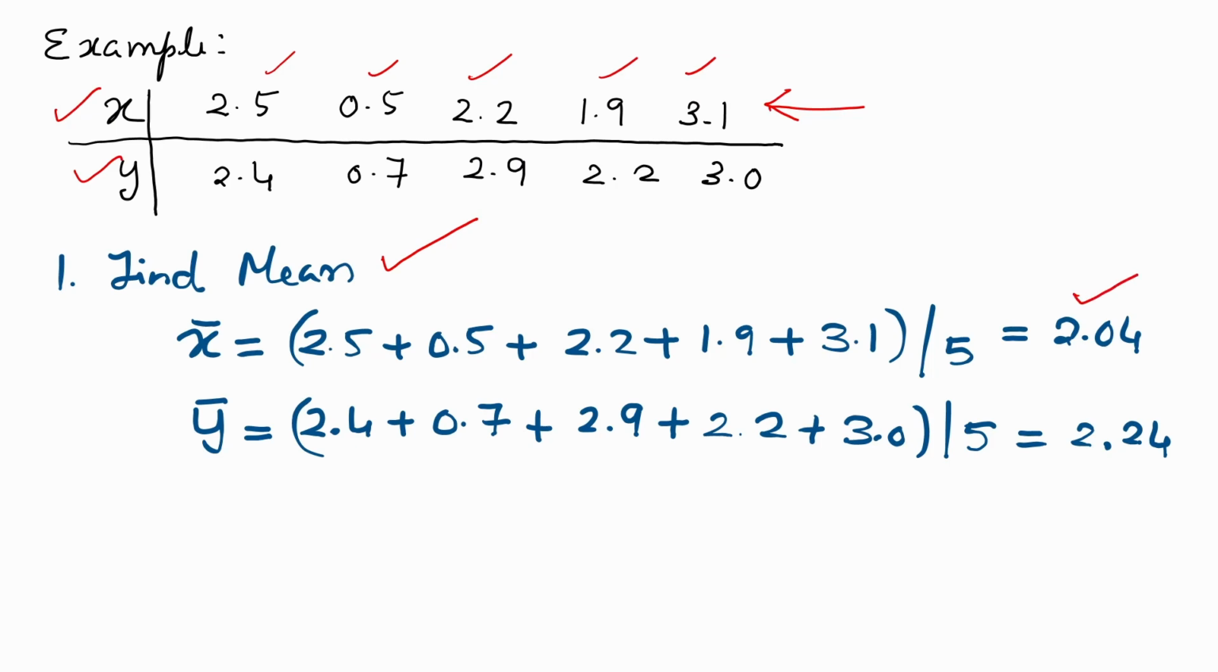Next is to find the mean for the second feature, that is y. We find it by summing up all the values, 2.4 plus 0.7 plus 2.9 plus 2.2 plus 3, divided by 5, and you get 2.24. So we found the mean for both the features.